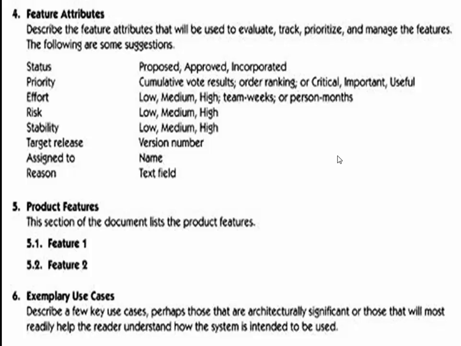Section 4 is on feature attributes. So this section will contain all the features listed by the stakeholders along with their attributes. The attributes that we already studied are STAR. So taking that frame, the attributes will be designed for every feature individually. Section 5 is on product features. So here again we list the product features along with their description.